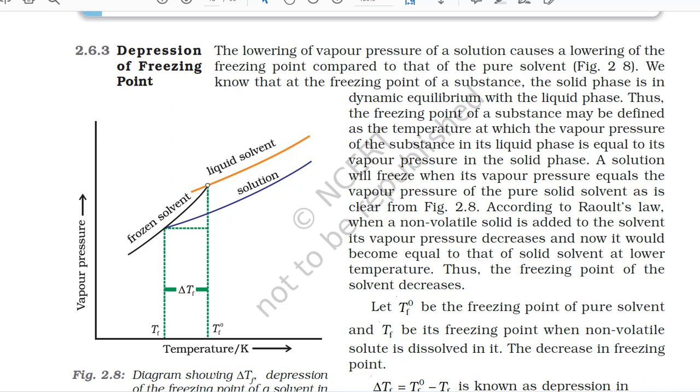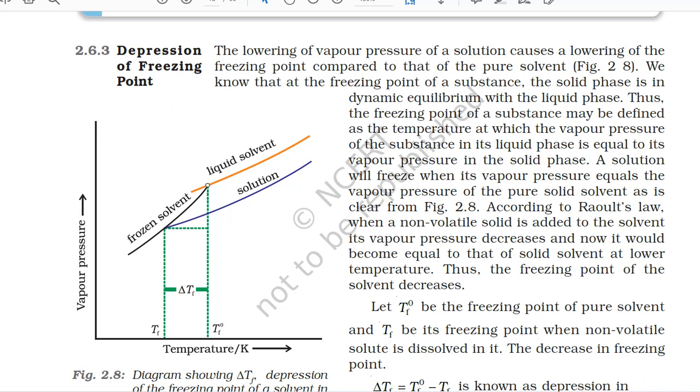2.6.3 Depression of freezing point. The lowering of vapor pressure of a solution causes a lowering of the freezing point compared to that of a pure solvent, Figure 2.8. We know that at the freezing point of a substance, the solid phase is in dynamic equilibrium with the liquid phase. Thus, the freezing point of a substance may be defined as the temperature at which the vapor pressure of the substance in its liquid phase is equal to its vapor pressure in the solid phase.